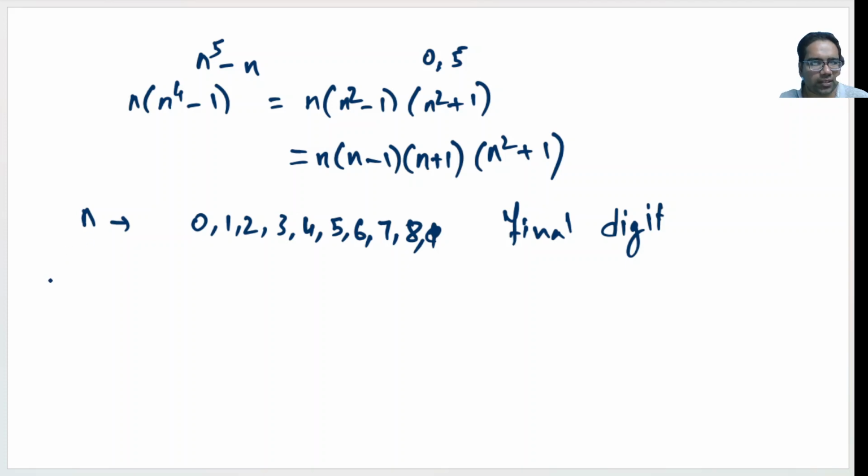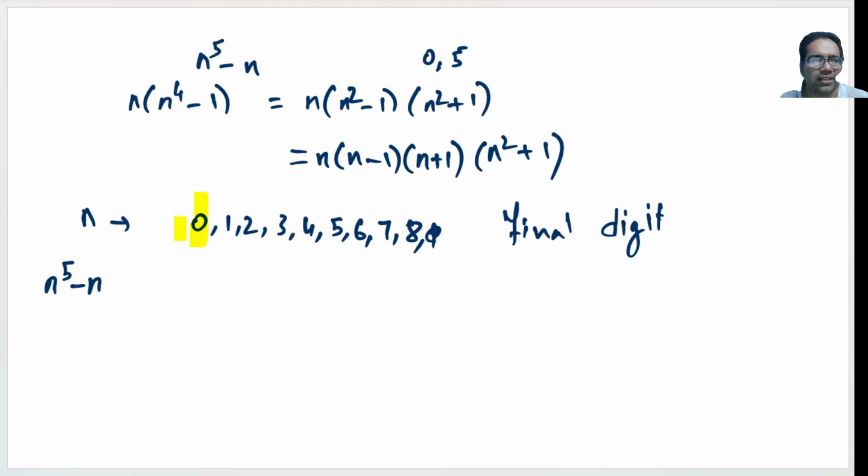Now, if n ends in 0, right, what will be the final digit of n power 5 minus n? Please notice n power 5 minus n has got one n, right, and remaining whatever it is, let it be. So n is ending in 0. That means in this term, this n is ending in 0, rest of it doesn't matter. So all of this will end in 0, right? Because n can be 20, 30, 40, whatever. So n power 5 minus n will also end in 0. So 0 is sorted. We are not worried about 0.